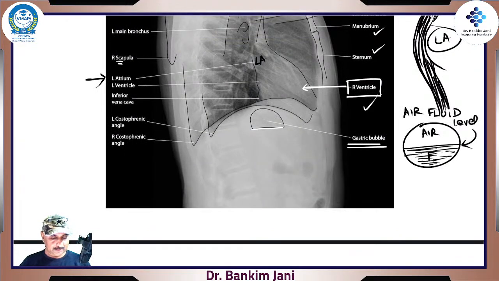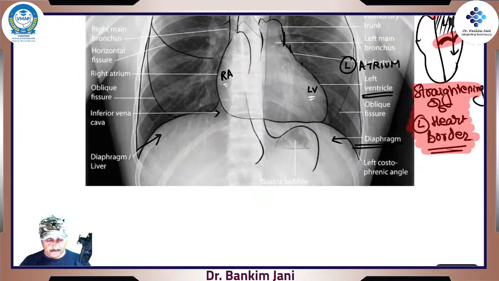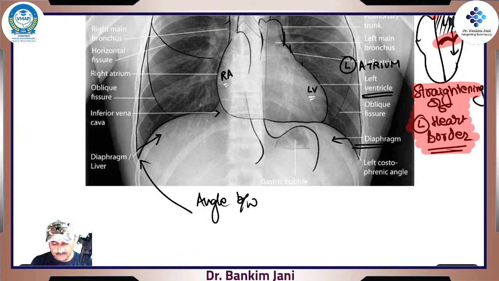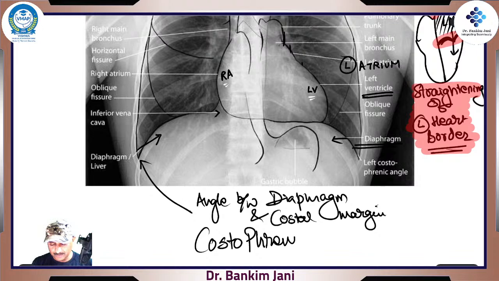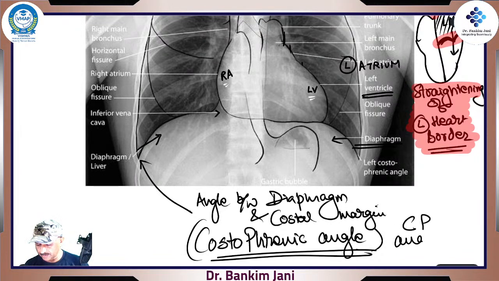I think another thing which I must tell you over here. This angle, this is between diaphragm and costal margin, right? And costal margin. So that's why this angle is called the costophrenic angle, also called the CP angle. Now this is the most dependent position, most dependent, lowest, right?